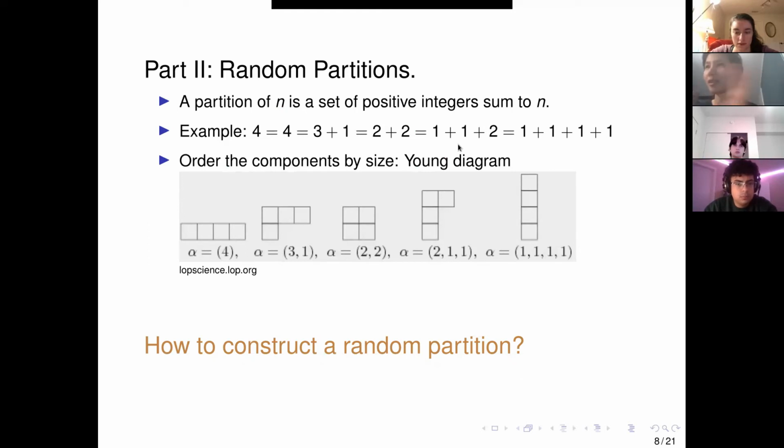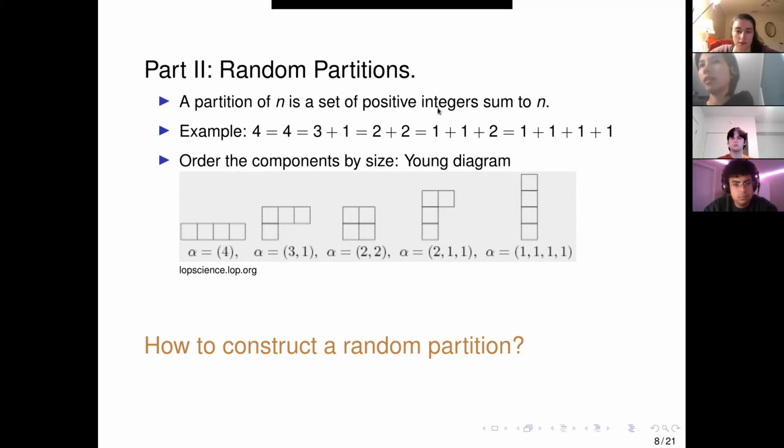Let's look at a different, equally beautiful area of mathematics: random partitions. A partition of n is a set of positive numbers that sum to n, where n is a positive integer. Here's an example. 4 can be partitioned as just 4, one part of size 4. Or it can have two parts, one of size 3 and one of size 1, and we would write 4 is 3 plus 1. Or it can be 2 plus 2.